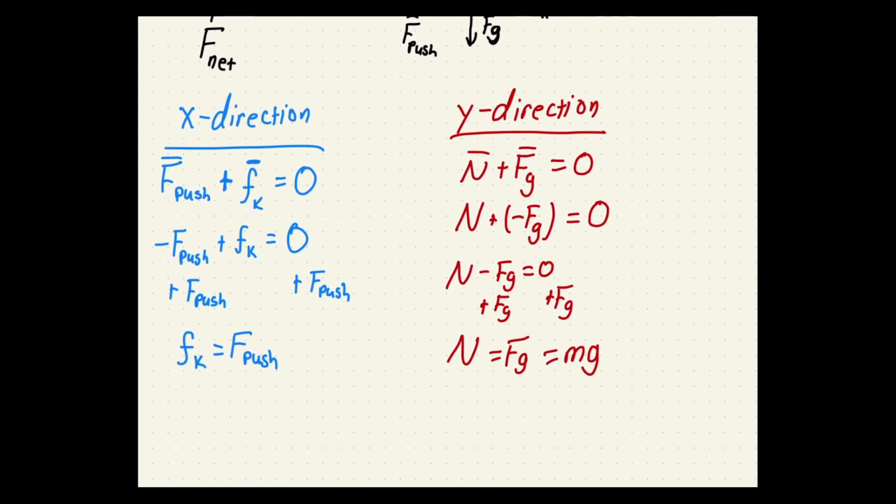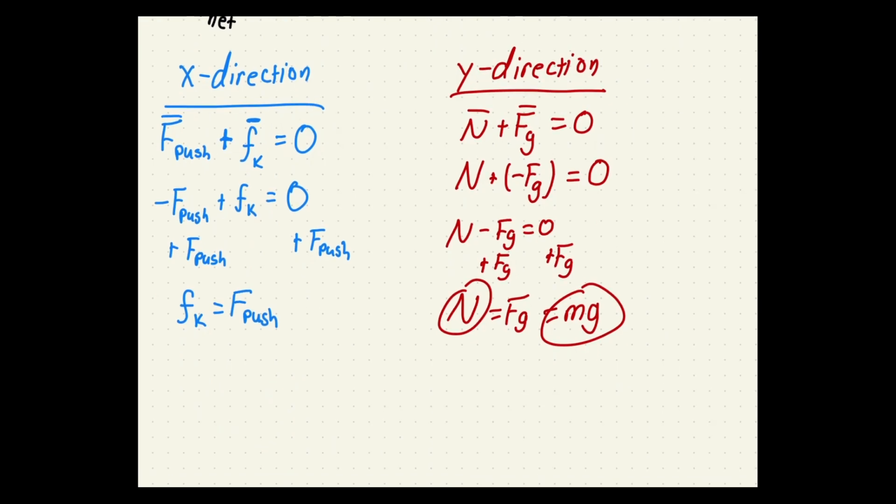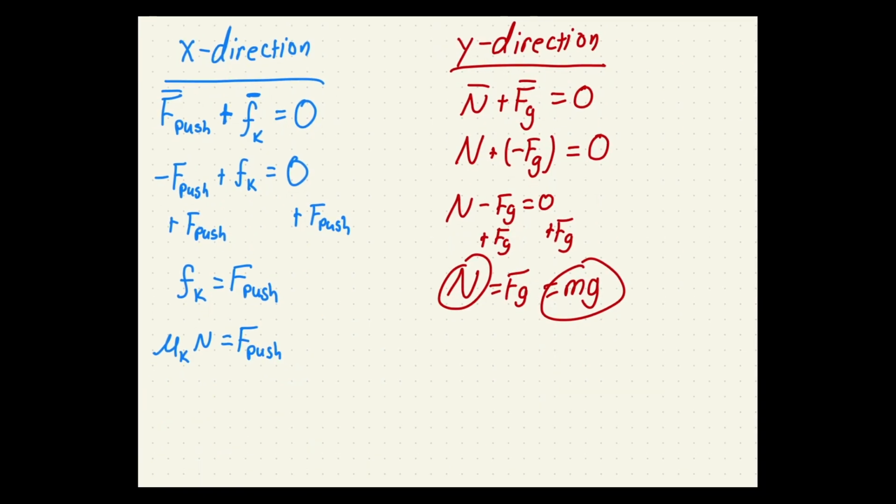So now we have an expression for normal force. It says normal force is equal to mass times gravity, and that makes sense for a horizontal surface. But why would we do that if there's no motion in the y direction? Why would we need this? Well, it's because we have a friction force here in our x direction. That friction force is equal to mu sub k times our normal force, and it's also equal to our push force.